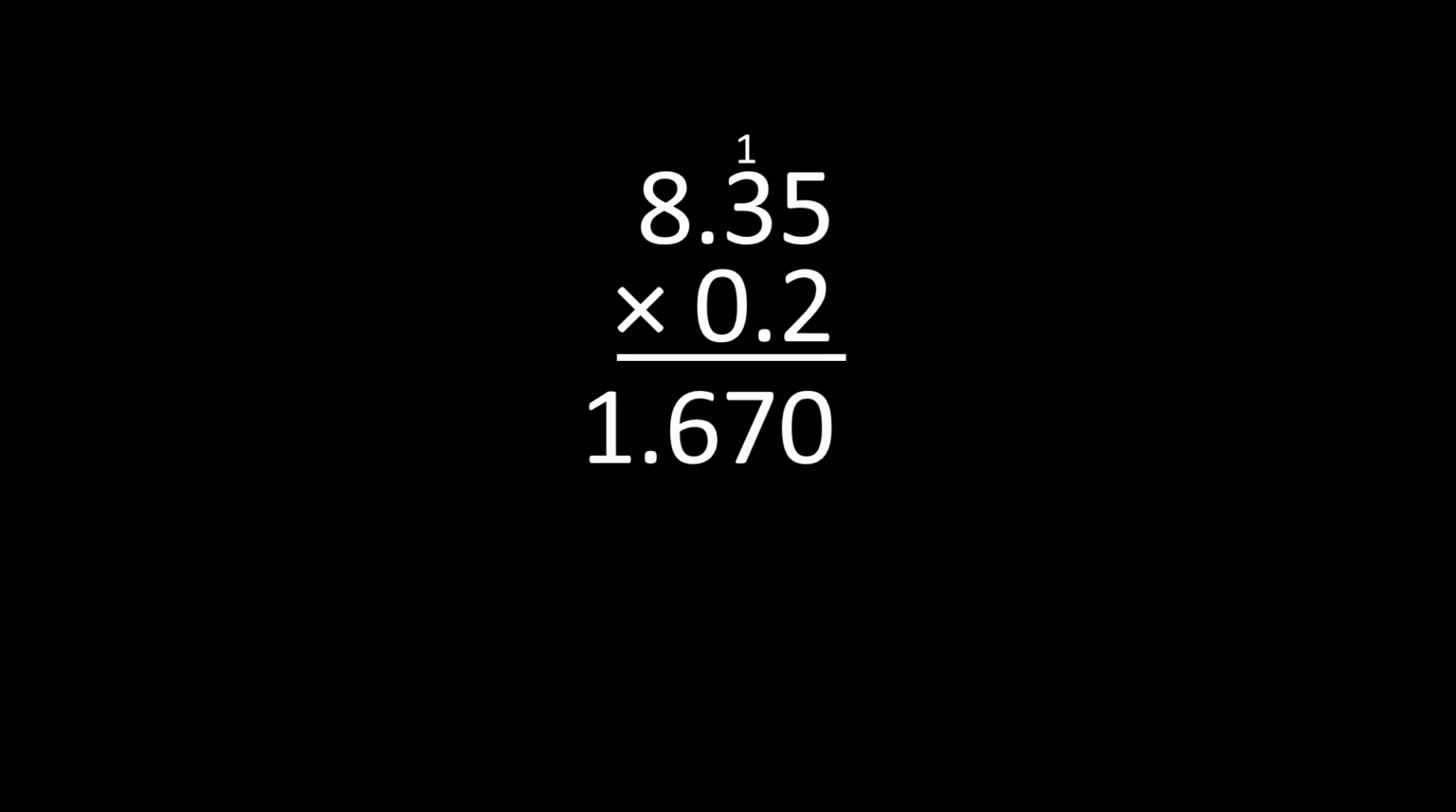And because the 0 is at the end behind the decimal, we know we don't need that 0 in our answer. So our final answer is going to be 1 and 67 hundredths.